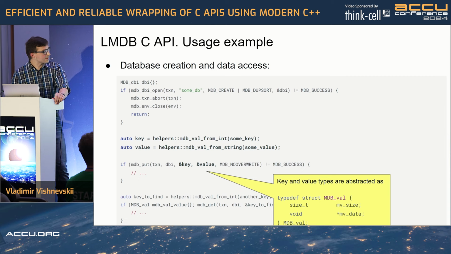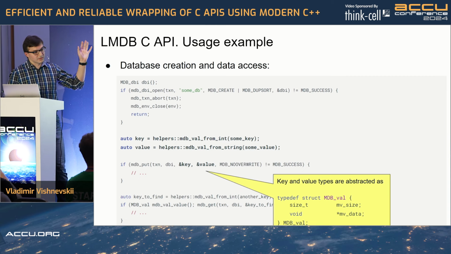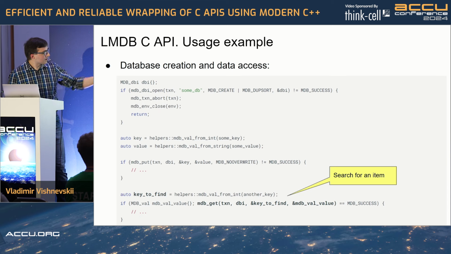And this is a typical representation in C APIs. We use some helpers to convert from and to these MDB_vals, and the implementation of them is not that important for us, but it is important how the data is represented. We can also get the data, so we can provide the key that is also in the form of MDB_val, and it will be retrieved then.